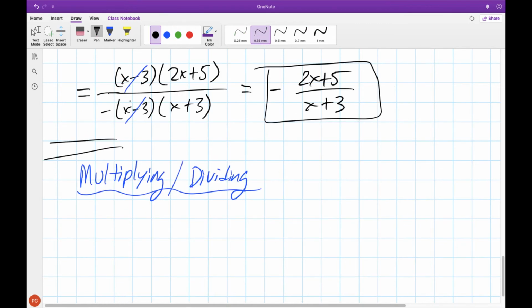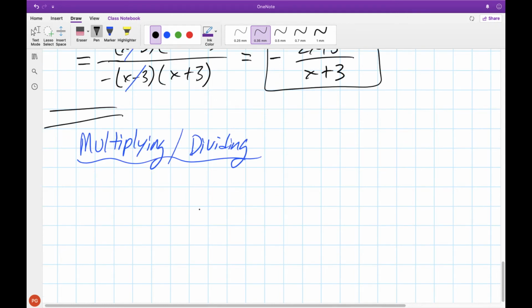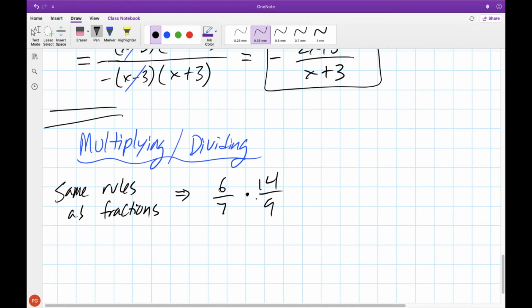When we're doing this simplification of fractions, really what we're doing is dividing a factor on the top by a factor on the bottom. And this is very similar to when we actually multiply and divide whole rational expressions. So when we multiply or divide entire fractions, say for example 6/7 times 14/9, what we would do is factor each of our individual fractions, if we can, like this.